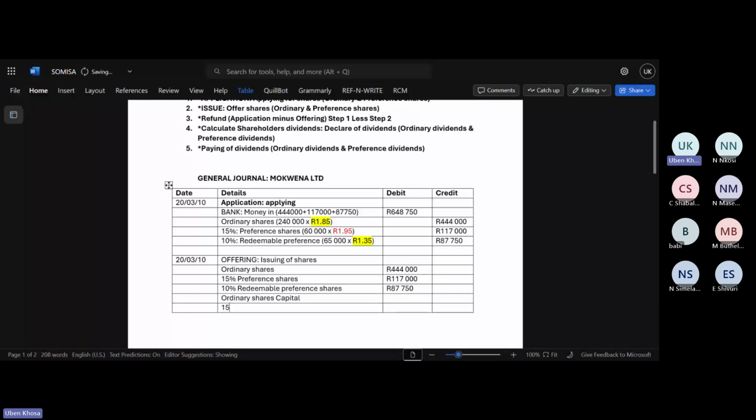We also offered 15% preference shares. We are offering, so we call it capital, don't forget. We also offered 10% redeemable preference shares, whatever.